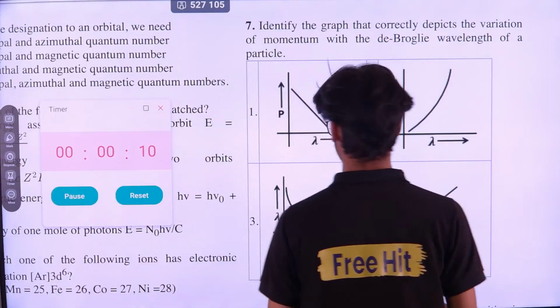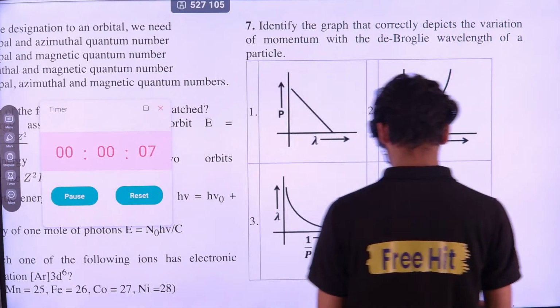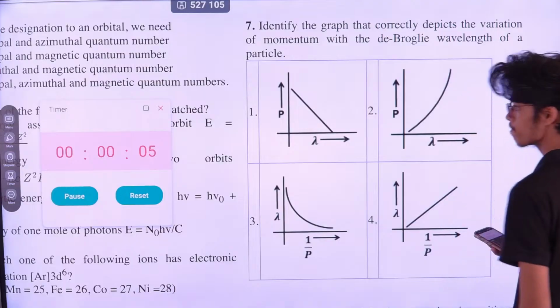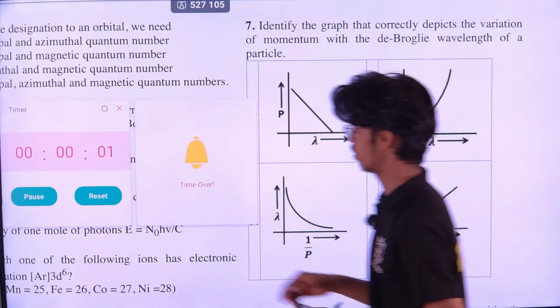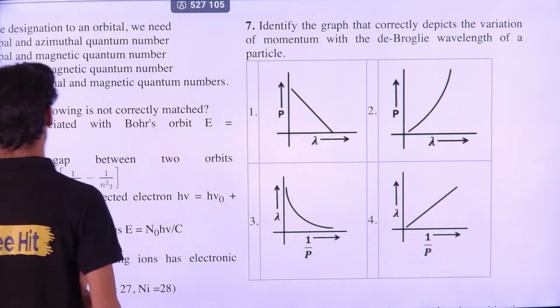Six. Somebody just answer. Timer is set already. Okay. Try to do this question. 4, 3, 2, 1. Okay, we are done. Let's try to do this question.